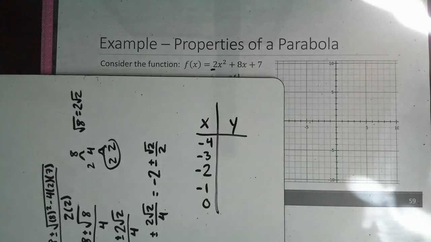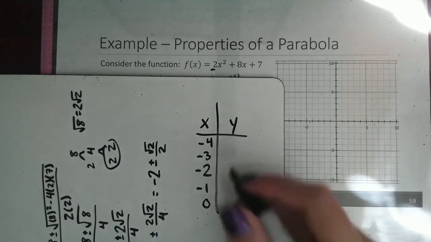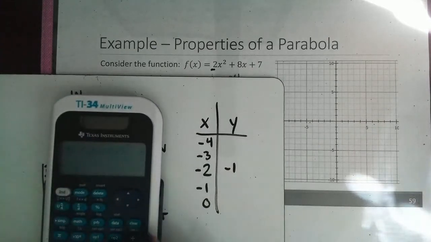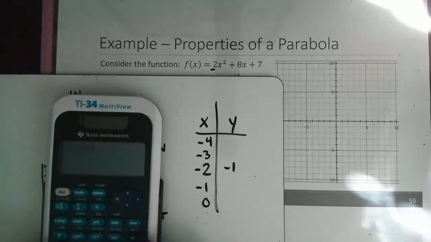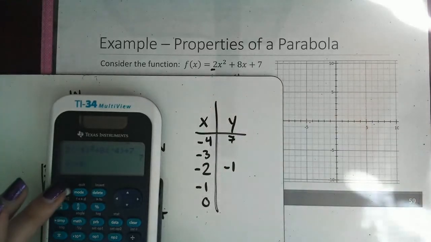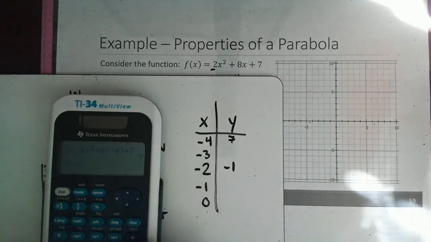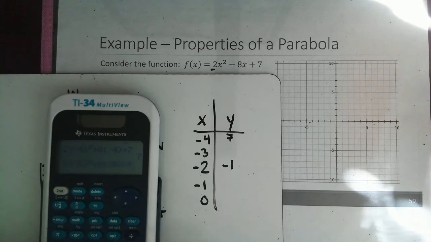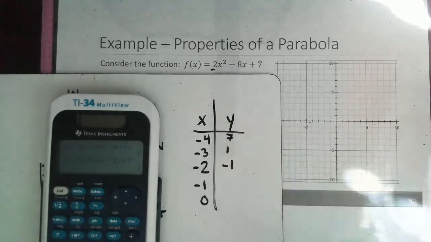So I'm just going to plug in all these values of x and see what I get out for y. I already know if I plug in x equals negative 2, I get y equals negative 1. So I just need to plug in the rest. So we get 2 times negative 4 squared plus 8 times negative 4 plus 7 is a positive 7. I can do the same thing. If I do 2 times negative 3 squared plus 8 times negative 3 plus 7 gives me a 1.